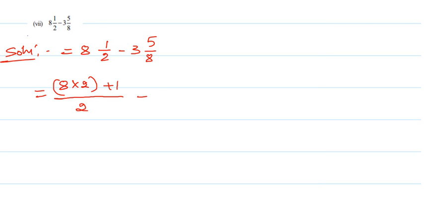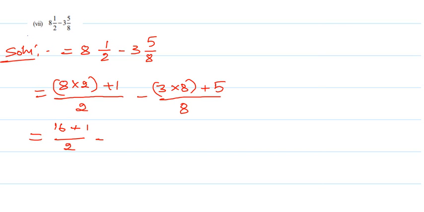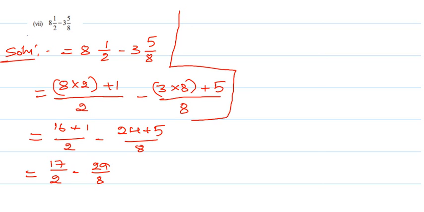So, natural number is 3 into 8 plus 5 divided by 8. Next step. 8 twos are 16 plus 1 by 2 minus 3 8's are 24 plus 5 divided by 8. Okay. So next, 17 by 2 minus 29 by 8 we got. Clear? Have any doubt? Okay, next one.